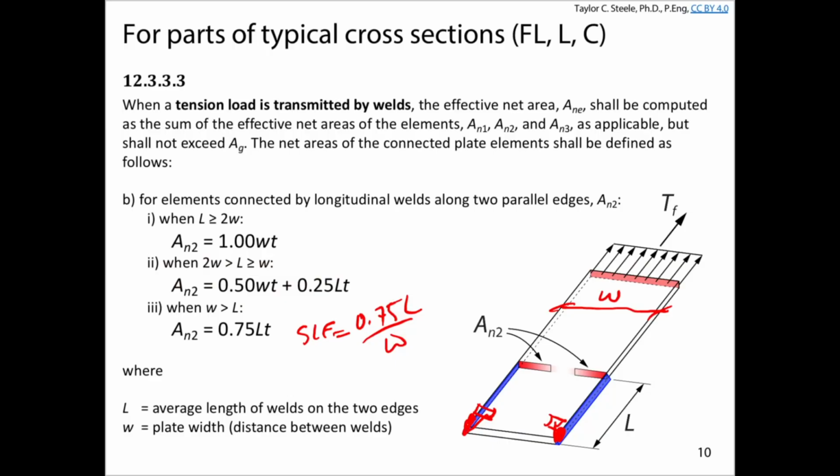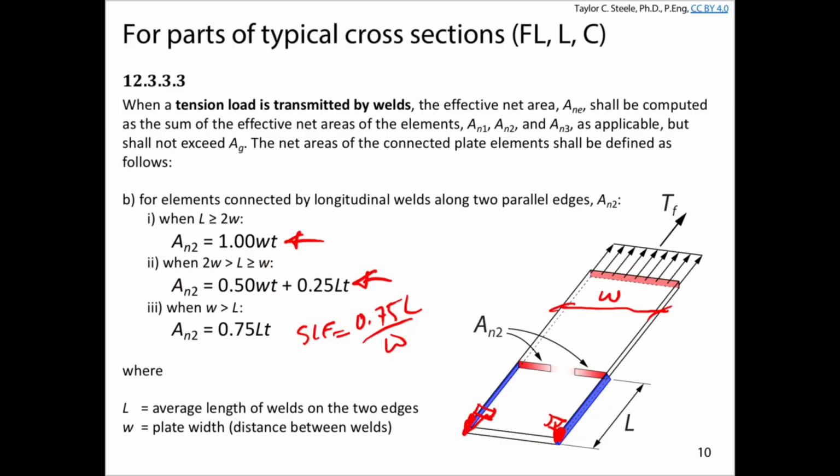As the welds get longer, all the way up to the fact that if we have welds that are twice as long as the width of the plate, it's basically WT, right? I don't even know why they write 1.00 WT. To me, that seems a little bit weird to write 1 WT. But basically that implies you get the full net effective section, effective in tension there. And so as the length of the welds gets longer and longer, we get more of the effective section carrying the tensile stresses.